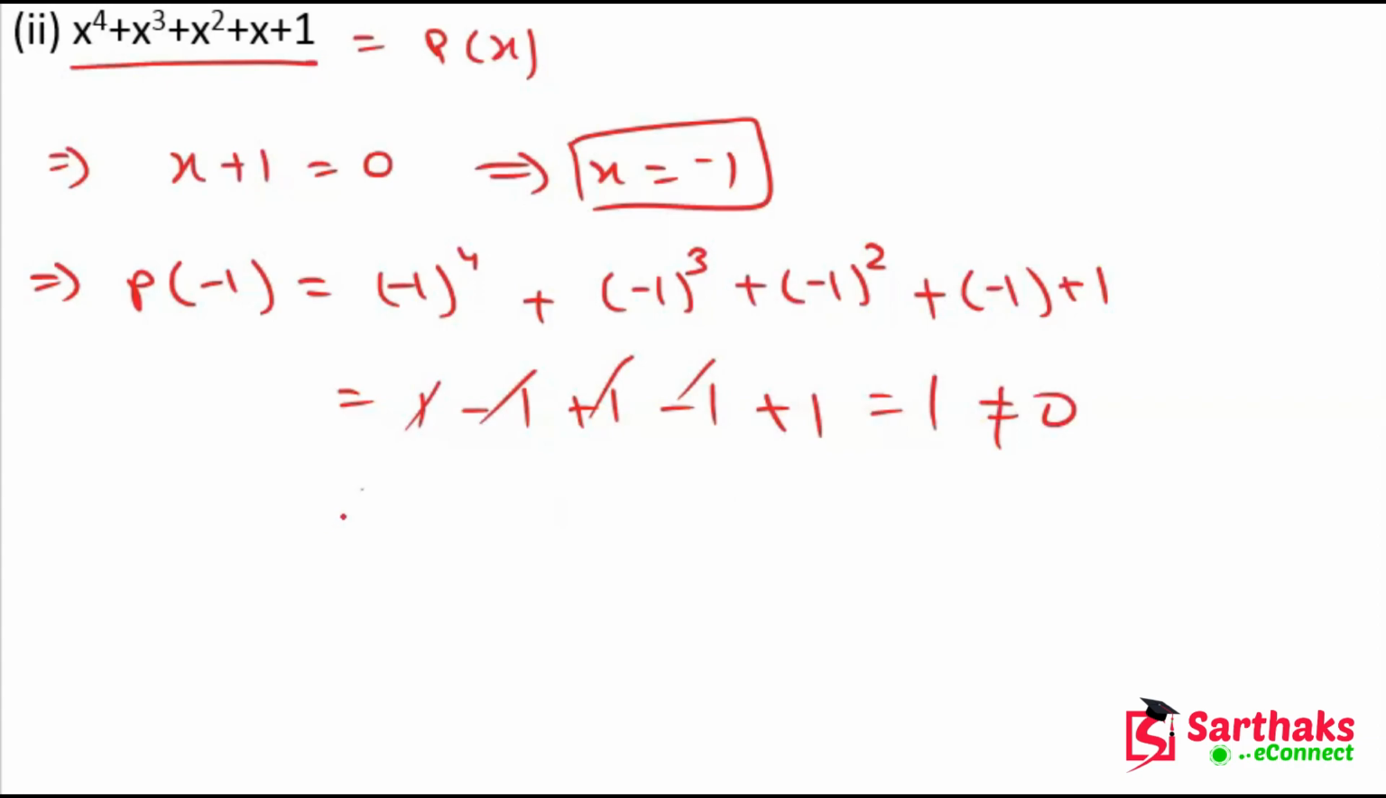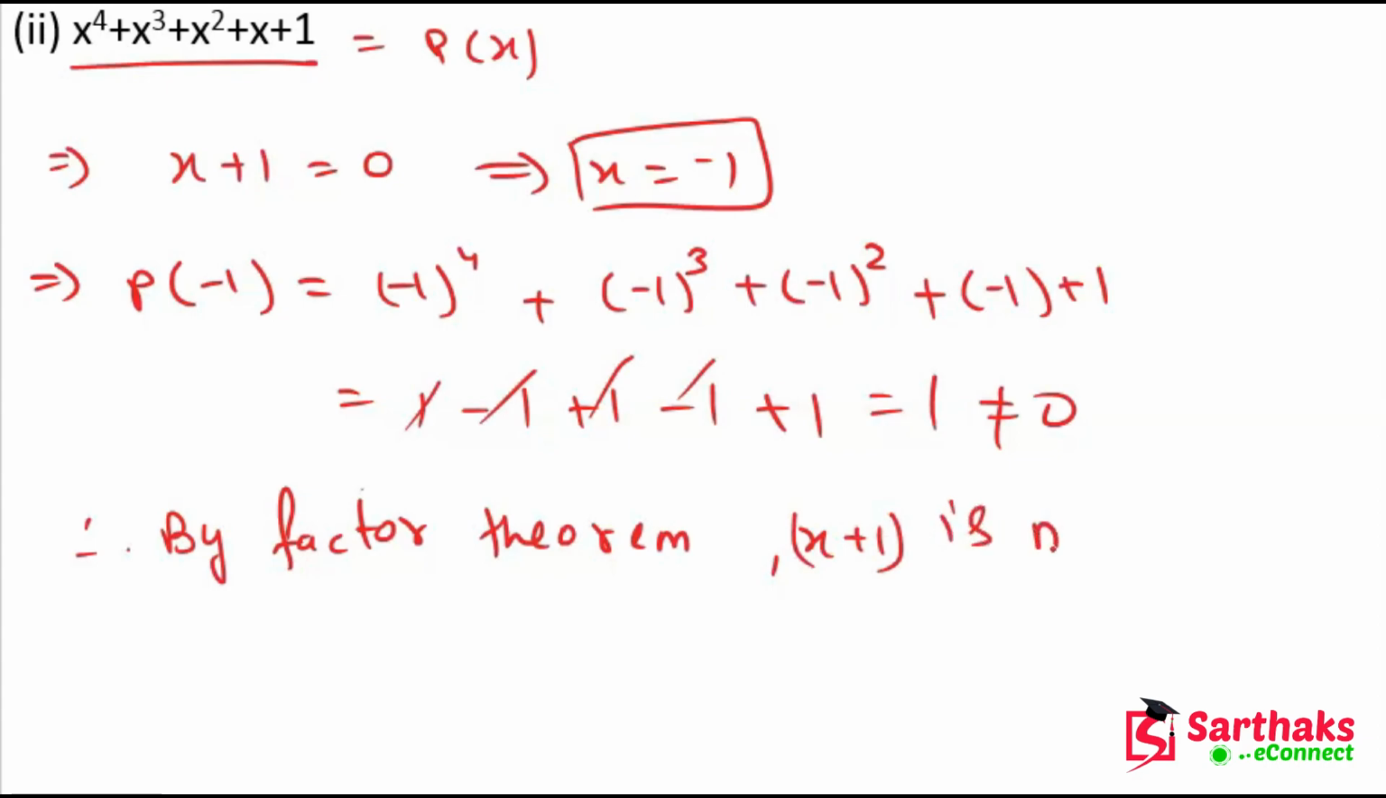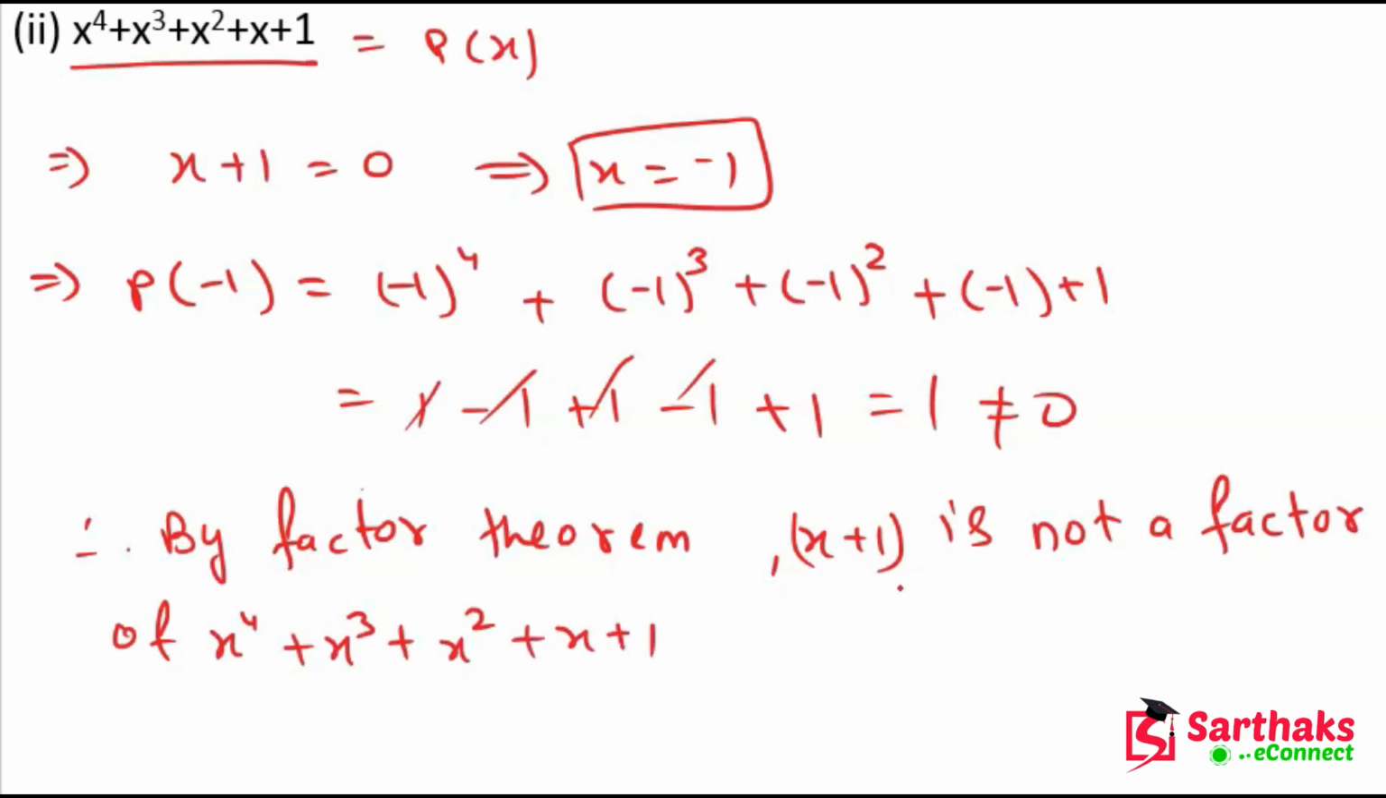Now 1 is not equal to 0, which means by the factor theorem, x plus 1 is not a factor of x raised to power 4 plus x raised to power 3 plus x square plus x plus 1. That is, x plus 1 is not a factor of this polynomial. I hope you understand these things.